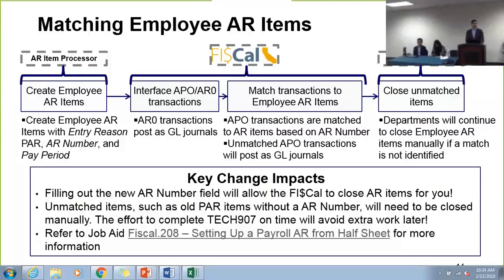And there's a clarification question. Will Tech 907 help update the BOL number and pay period for the PARs we previously posted? Or do departments need to manually update these PARs? Yes, it will help, and no, departments don't need to manually go back to all of your open or pending items that are already there and update those. Just for all new ones, we're highly recommending that you do that.